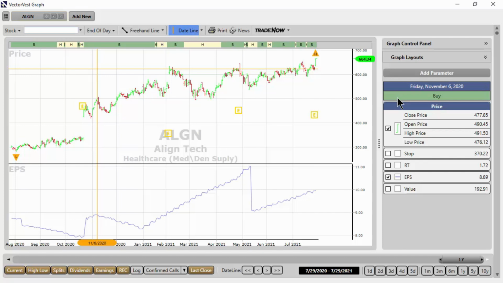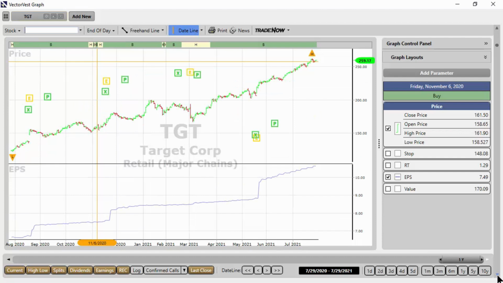Over the course of the last year, Align has been a decent stock. It's had some ups and downs. On earnings, they've kind of fallen a little bit, then rallied, then fallen. Let's see if we can find something a little bit better. So I'll go down.